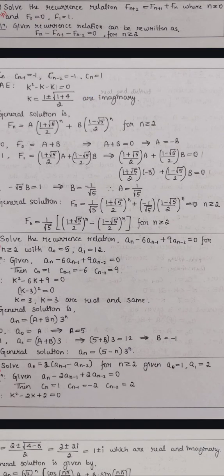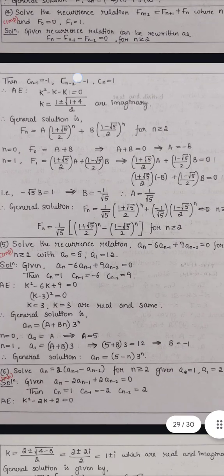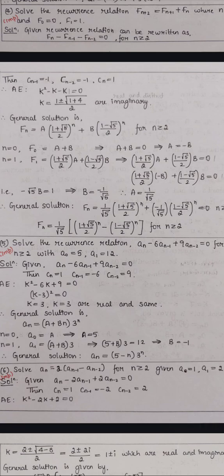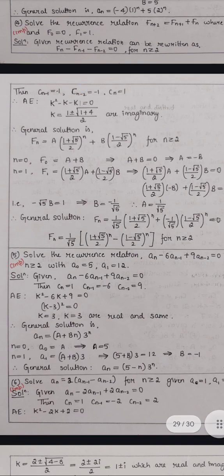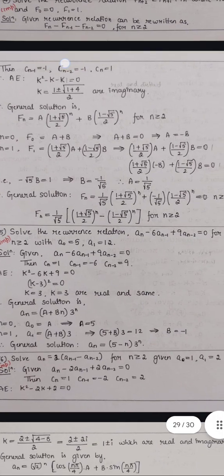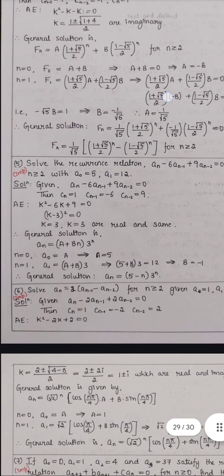So what are we going to do now? Since a equals minus b, substituting, what we get is root 5 minus root 5 b equals to 1. B equals to minus 1 by root 5, a equals to 1 by root 5. So 1 by root 5 and minus 1 by root 5 is the answer.